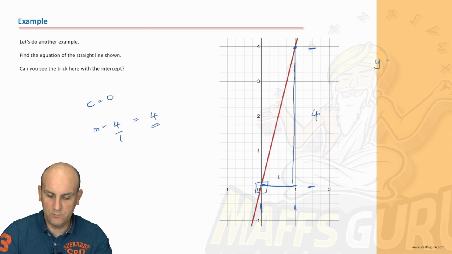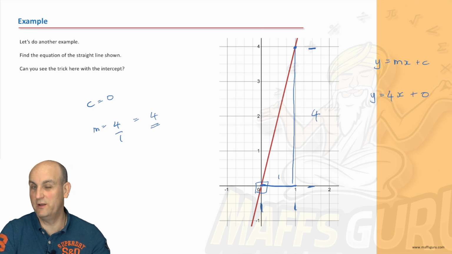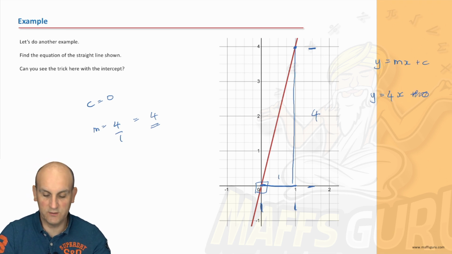So have we got what we need? y equals mx plus c. So y is equal to my gradient, which is 4x plus 0. And do we write the plus 0 on? No. Again, that's one of those things that we can, in maths, just leave out.